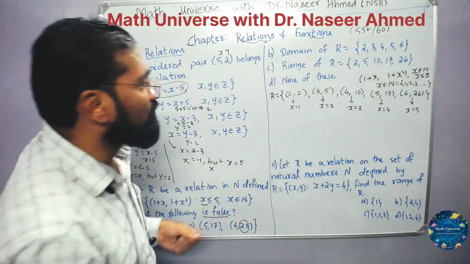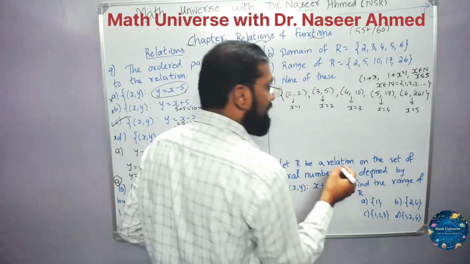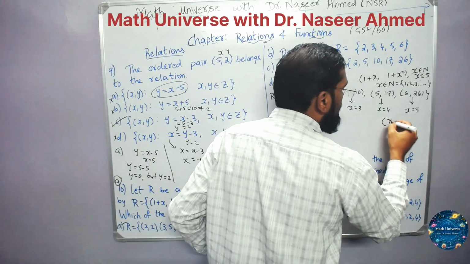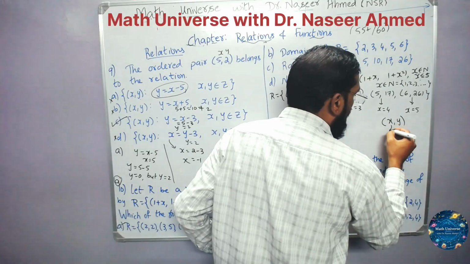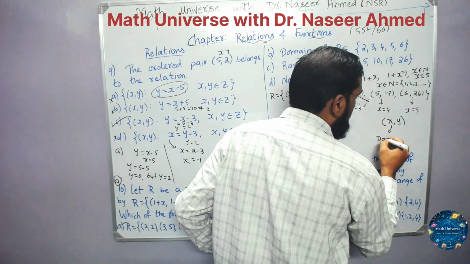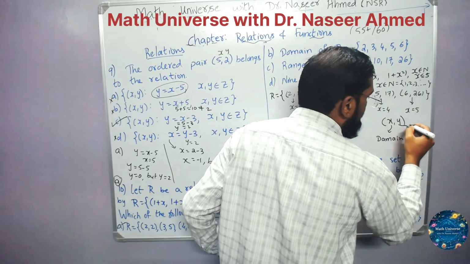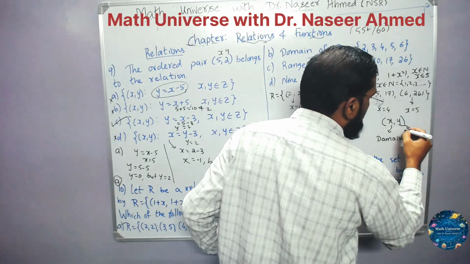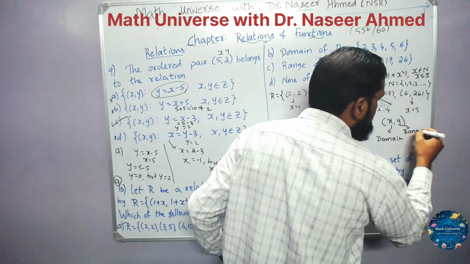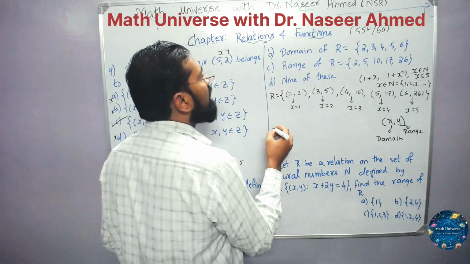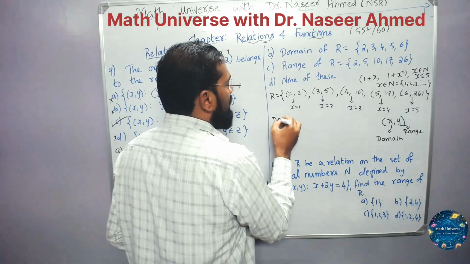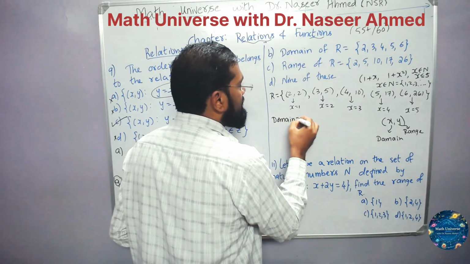Let us recall again how to find domain and range. As I said, please remember, in any ordered pair x comma y, the first element of the ordered pair will be the domain, and the second element of the ordered pair will be the range. So, coming to the domain, what is the domain?